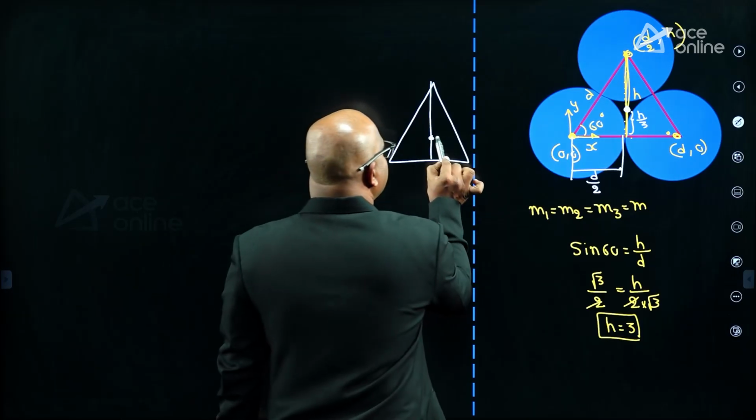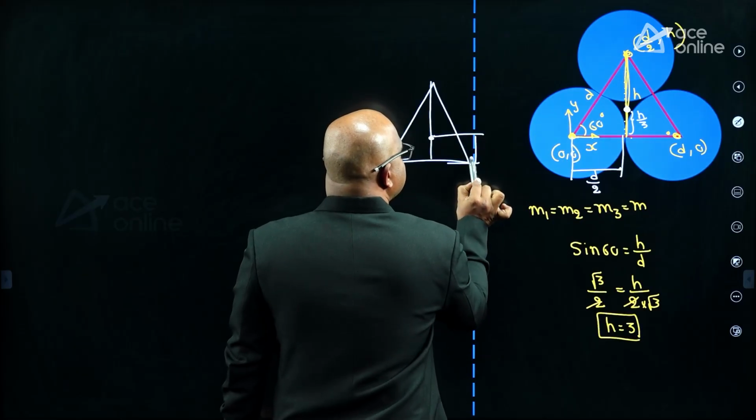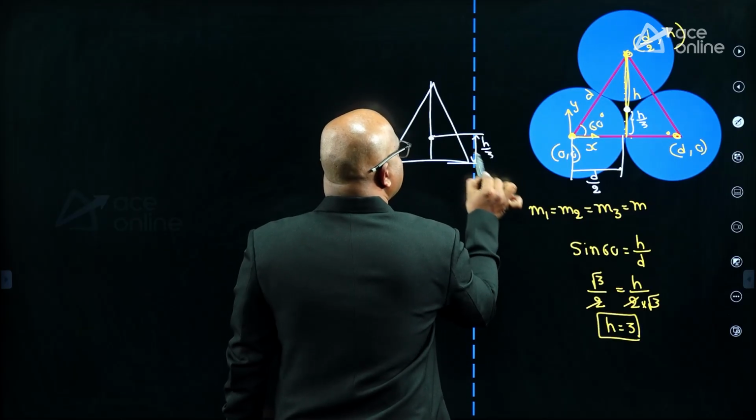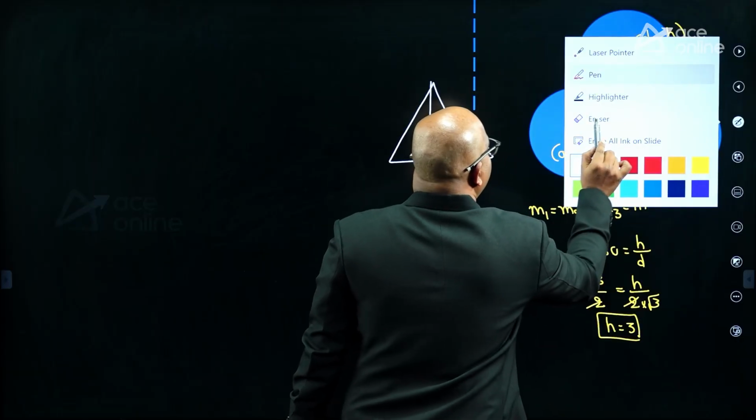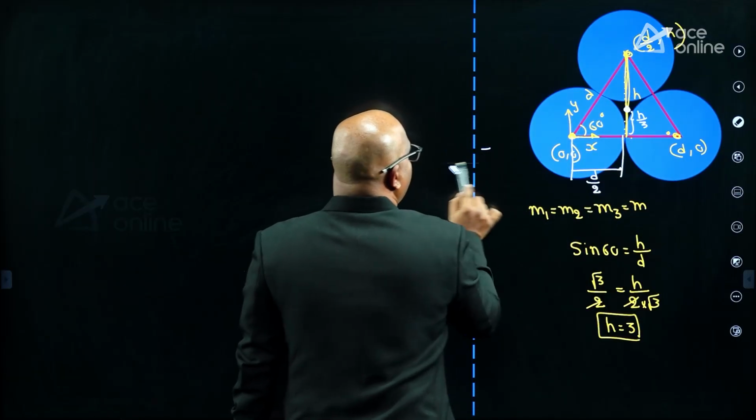Getting it, everyone? This is the H by 3 distance. This is the 2H by 3 I am going to get. Listen carefully, now observe carefully.